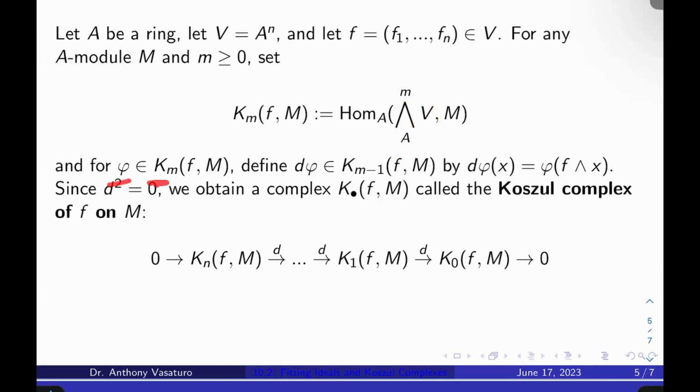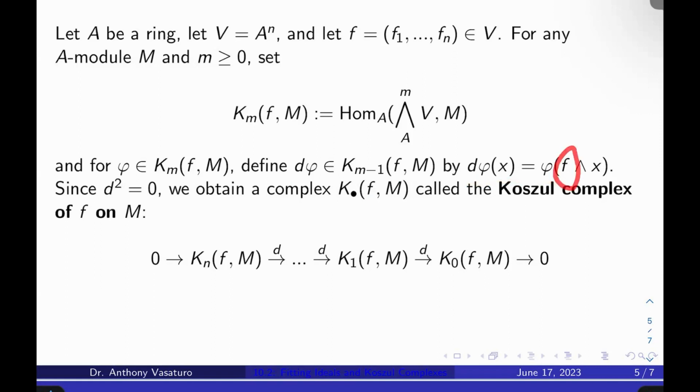For phi in K sub m of F on M, we'll define d of phi, or d phi, in K sub m minus 1 of F on M by what? Well, d phi, for it to live here, had better be a map from the m minus first wedge product of V with itself to M. So I have to tell you what d phi of x is as a map. We'll just say d phi of x is phi of f wedge x, okay?